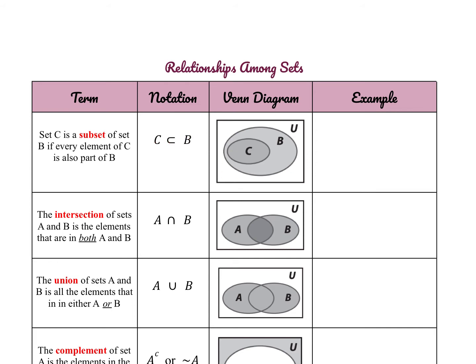In terms of a Venn diagram, it would mean that everything that's in set C is also in set B. However, it does not go the other way. There may be some elements that are in set B that are not in set C. So C is a subset of B.